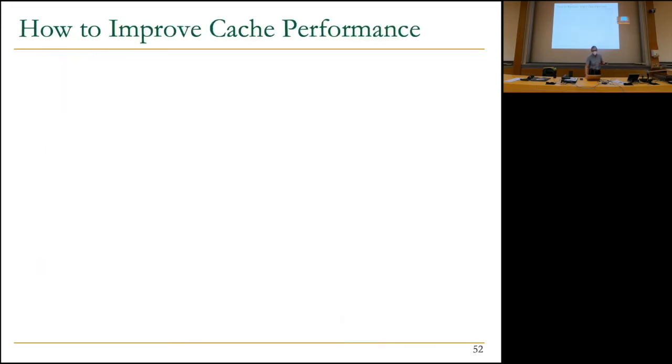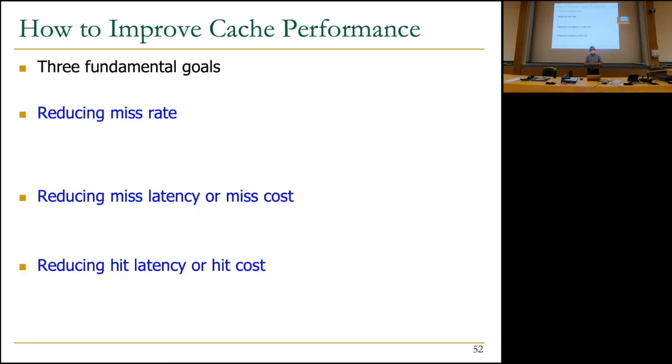Okay, so let's talk about some of those things. If you want to improve cache performance, and in general memory hierarchy performance, but we're looking at a single cache level, let's say, you can reduce the miss rate, you can reduce the miss latency or miss cost, or you can reduce the hit latency or hit cost. These are all valid ways of improving performance, but unfortunately, they're interrelated. So doing one may hurt the other.